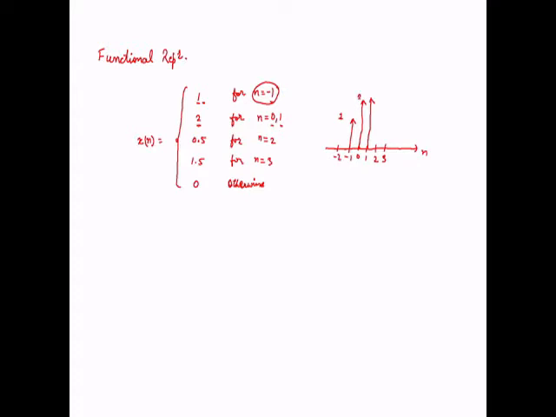Value is 2 at 0 and 1. Value is 0.5 at n is equal to 2, and value is 1.5 at 3. Suppose it is 1.5 and it is a straight line. The rest of the values are 0, so we can put 0 here, 0 here, 0 here, and so on. So this is the graphical representation also.